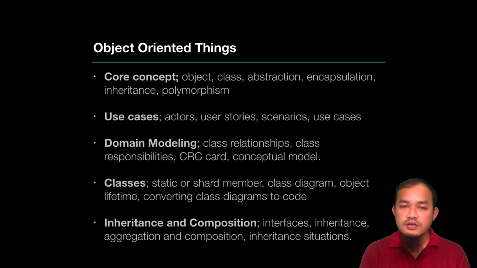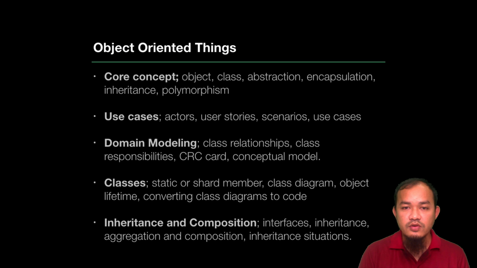In object-oriented, we have many things to discuss. If we discuss object-oriented, these will be the main core concepts, the principles, and what we call the discipline of object-oriented. First is the core concept. If you are a beginner, you should look at this: object, class, abstraction, encapsulation, inheritance, and polymorphism. This is the core or basic concept of object-oriented.